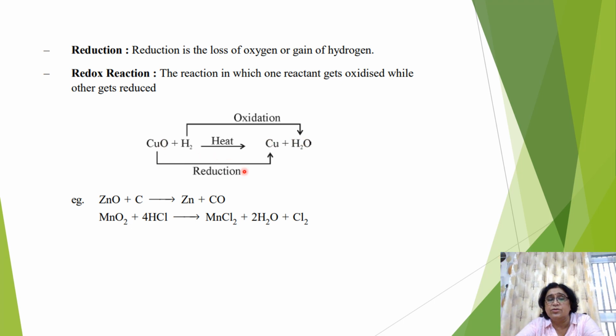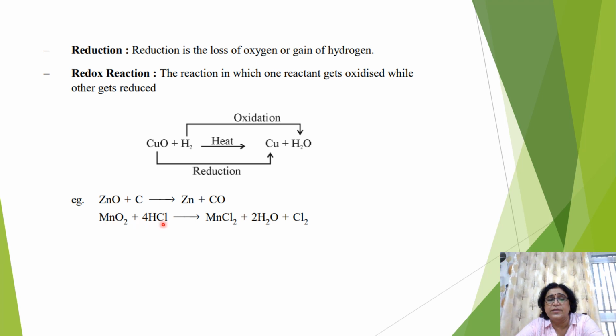A reaction in which oxygen is removed is reduction. A reaction in which oxygen is added, or hydrogen is removed, is oxidation. Zinc oxide plus carbon gives you zinc and carbon monoxide. Zinc oxide is changing to zinc, which is reduction. Carbon is changing to carbon monoxide, which is oxidation. Because reduction and oxidation are happening simultaneously, this is called a redox reaction.